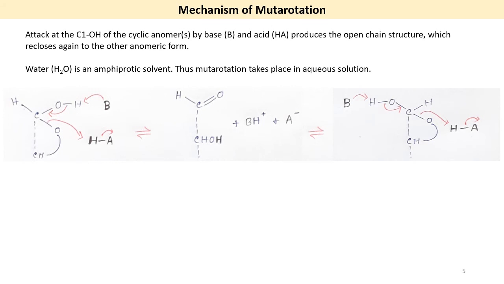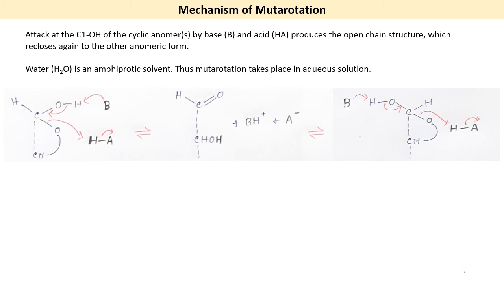So what is the mechanism of mutarotation? Why does it take place from one anomer to the formation of the open chain form, then to the other anomer? Why does it happen? It happens in case of an amphiprotic solvent, so it has some role to play. What happens is that attack at the C1 OH, that means the anomeric center, is happening only at the anomeric center of the cyclic anomers. Attack by base and acid produces the open chain structure which recloses again to the other anomeric form.